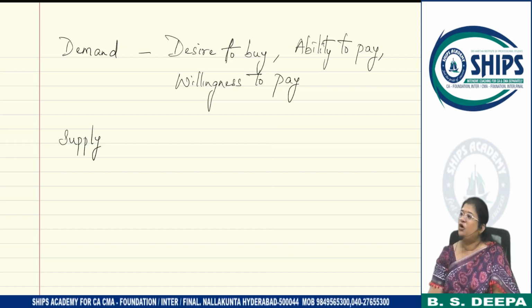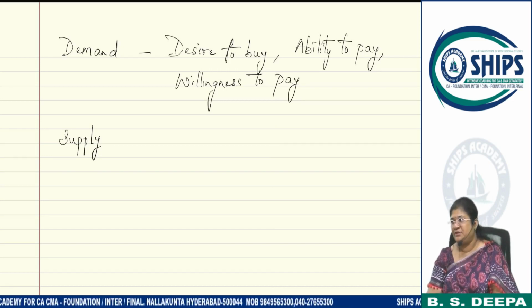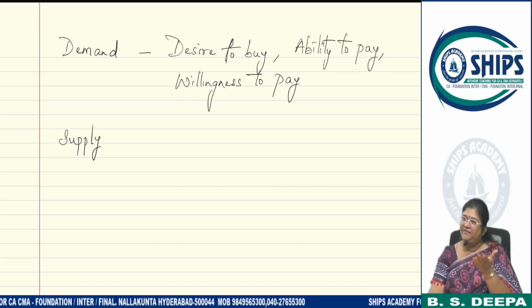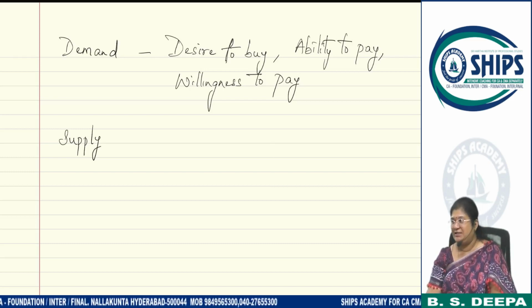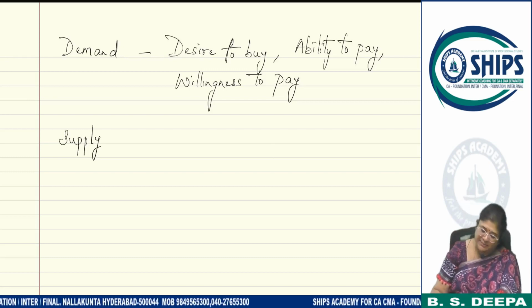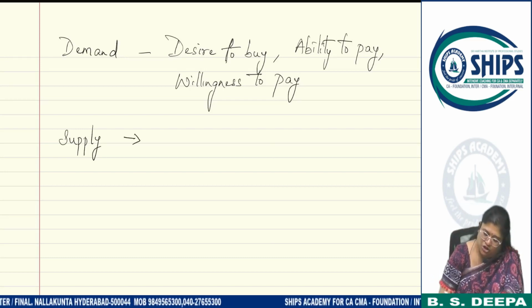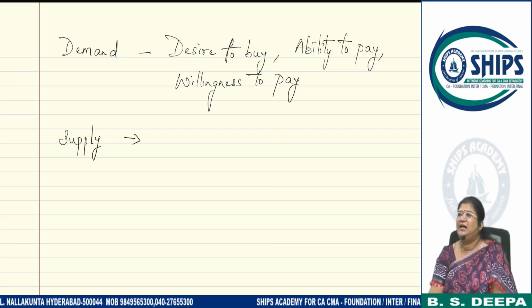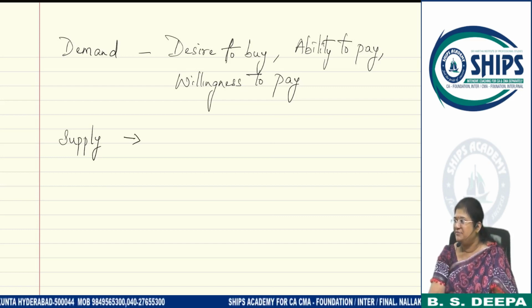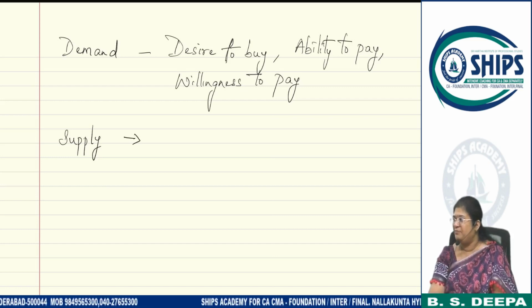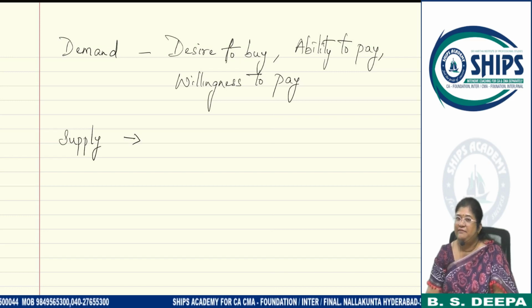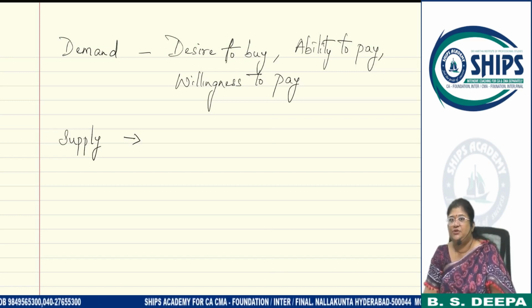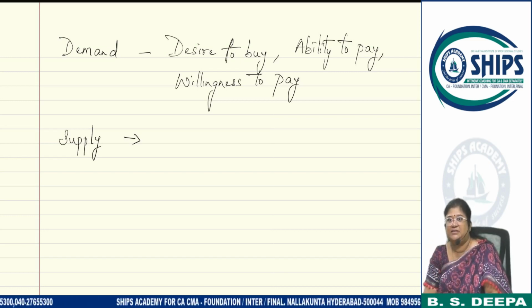Only when all three things are there, it is called demand. More about demand when we come to the chapter on demand. Similarly, though supply is a mirror image of demand, because it is an opposite force of demand, what is the definition of supply? You can't have the same definition as demand.